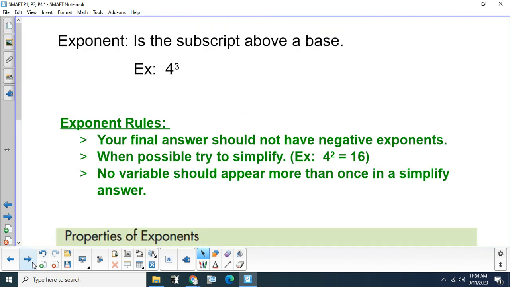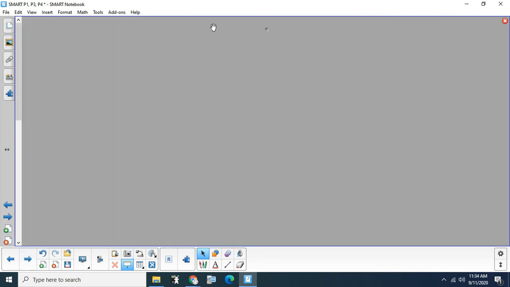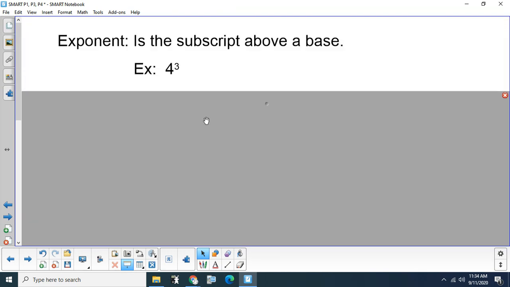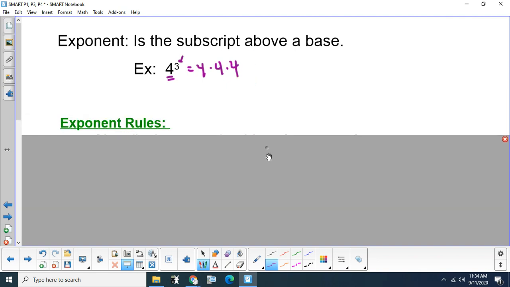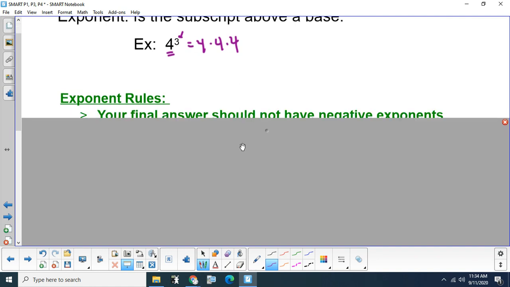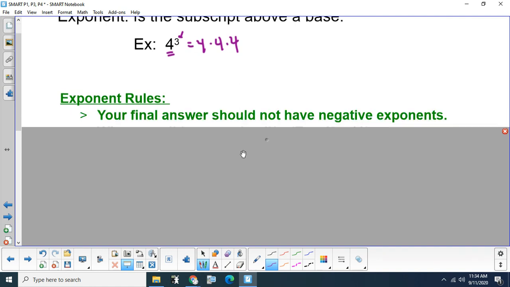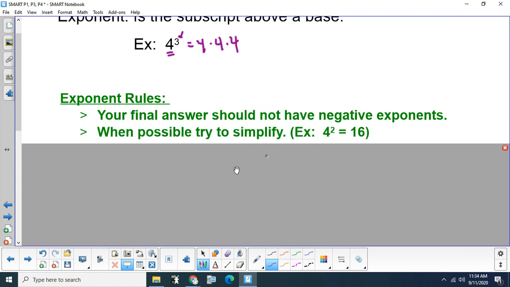Let's go on and review our properties of exponents. Let's begin with just a really basic thing. What is an exponent? The exponent is the superscript above the base. So in this problem, 3 is the exponent, 4 is the base. And if I wrote it out in expanded notation, I'd have 4 times 4 times 4. When dealing with properties of exponents, there are a few rules we want to keep in mind. The first rule is your final answer should not have negative exponents in it. When possible, try to simplify. So for example, 4 squared is actually 16.